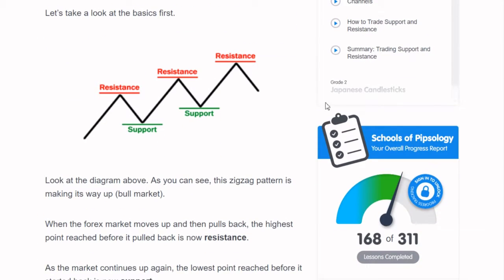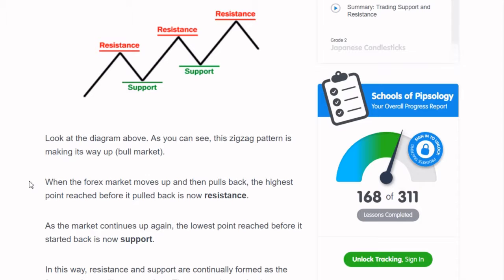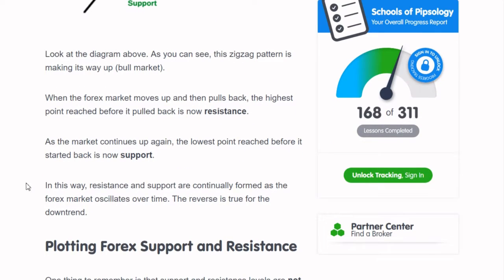So you can see here in this particular graph, there's a bit of resistance point, and there's support. It goes up to resistance, support, resistance, support. So that's the way a normal market would work. It will go up, down, in a zigzagging pattern. When Forex market moves up, or when any market moves up, we'll say the cryptocurrency market in this circumstance, and then it pulls back, the highest point reached is now a resistance point. As the market continues up, the lowest point reached before it started back is now a support level. So in this way, resistance and support are continually formed as the cryptocurrency market oscillates over time.